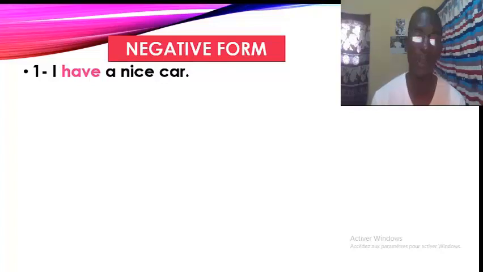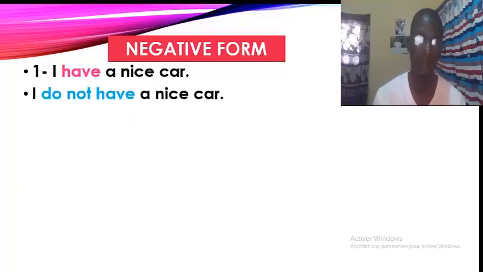In your opinion, have here, is it an auxiliary or a verb? If it is an auxiliary, we say I haven't. If it is a verb, we will say I don't have. So in your opinion, I do not have a nice car. So have here is not an auxiliary, it is a full verb.